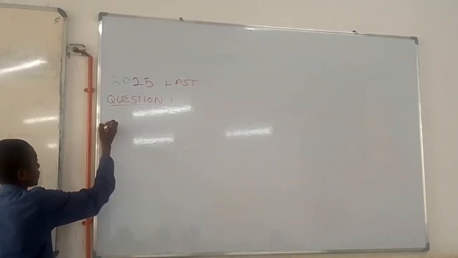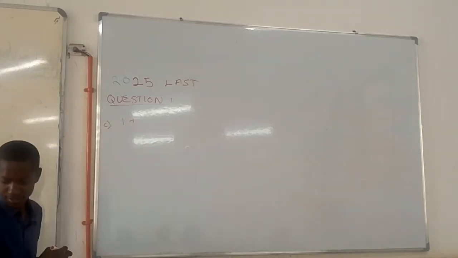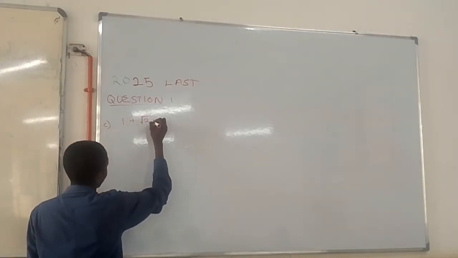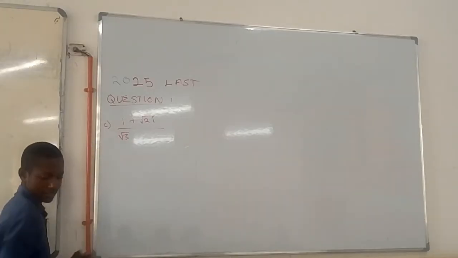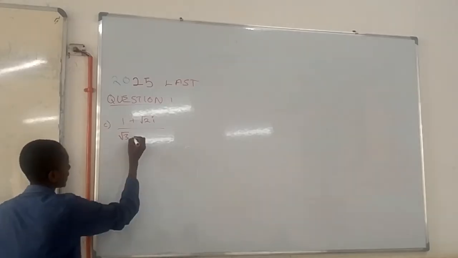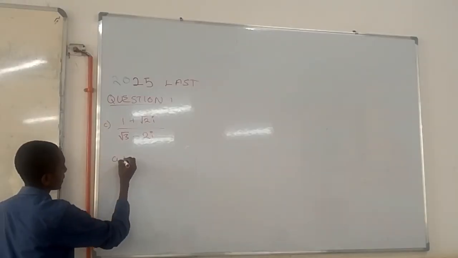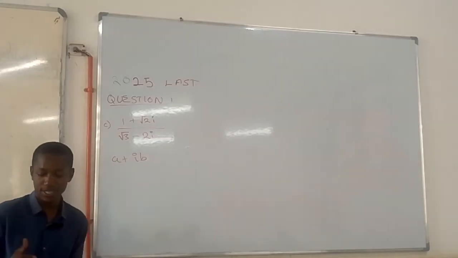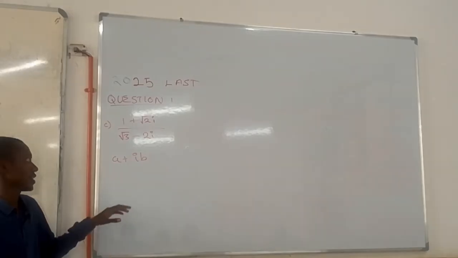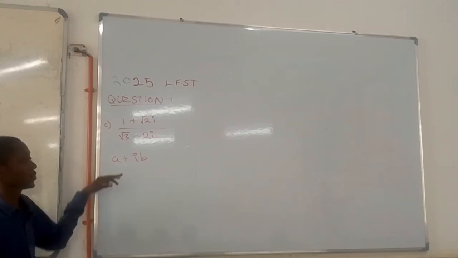Okay, so we move on to C. C we have (1 plus root 2i) over (root 3 minus 2i). So we need to express this in the form a plus ib, right? That's the form that we need to express this in. And what that simply means is that you have to rationalize the denominator.